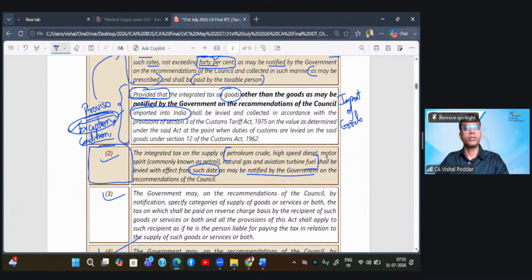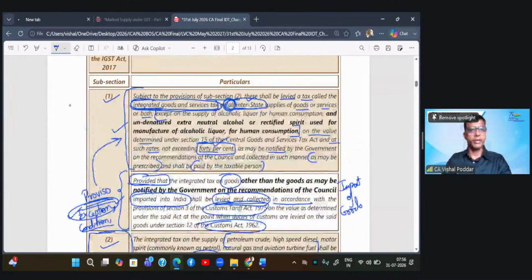Here, the 5.1 proviso says that this one supply will be levied with what? IGST only. So IGST remains common, but the levy and collection of this IGST will not happen under the IGST Act. It will happen in accordance with the customs provisions. So I'll make it like this.